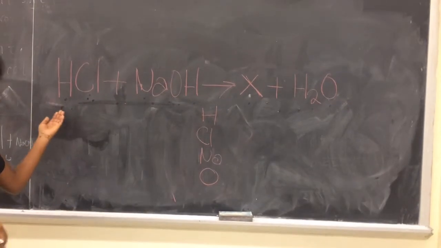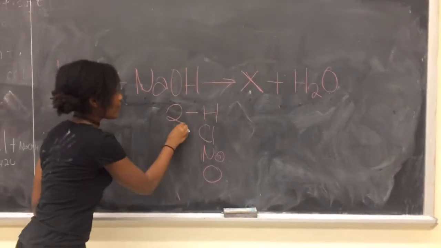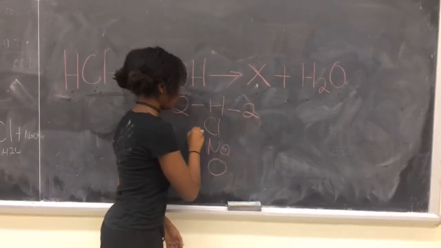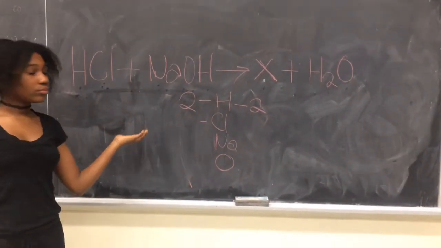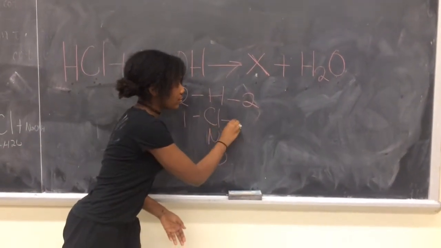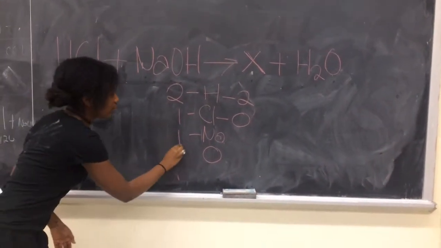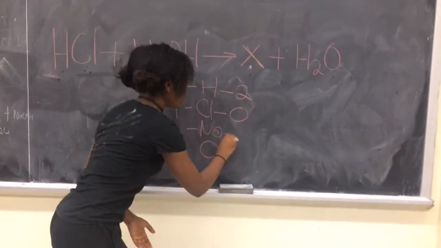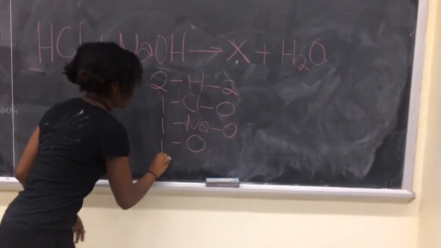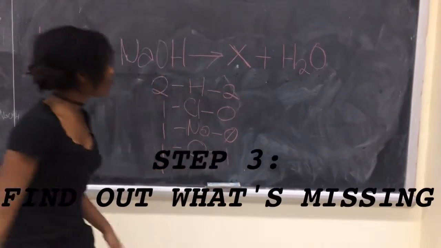So the next step is to find what we have. We're going to count the amount of atoms of each element we have on each side. So how many hydrogen atoms? 2! Good job. And how many are on the right? 2! Great. How many chlorine atoms? 1! Good job. And on the right? 0! Good. How many sodium atoms do we have? 1! And on the right? 0! And finally, how many oxygen? 1! And on the right? 1! Good job, guys.